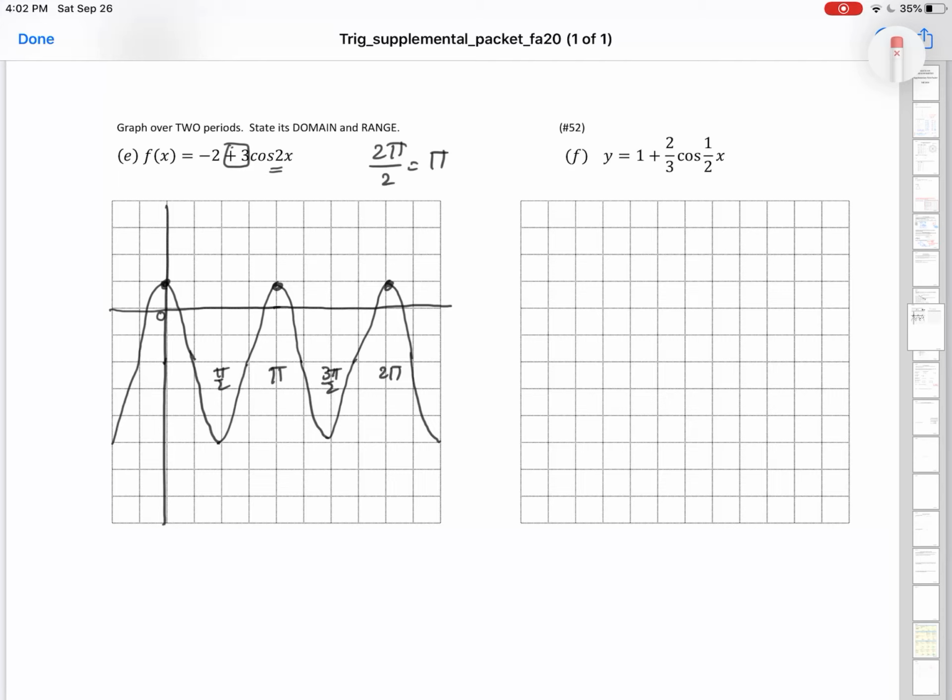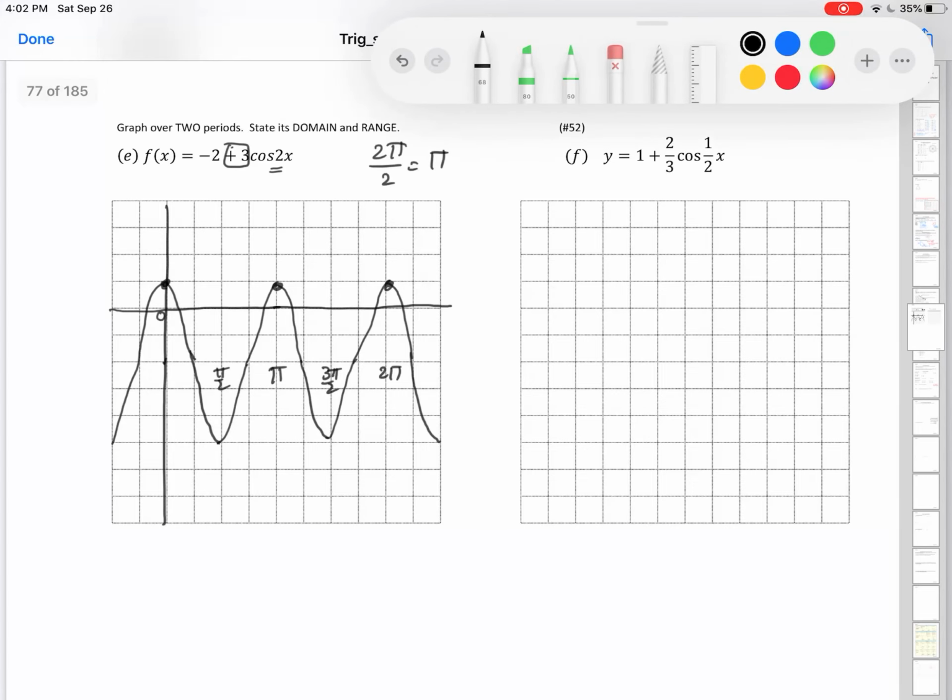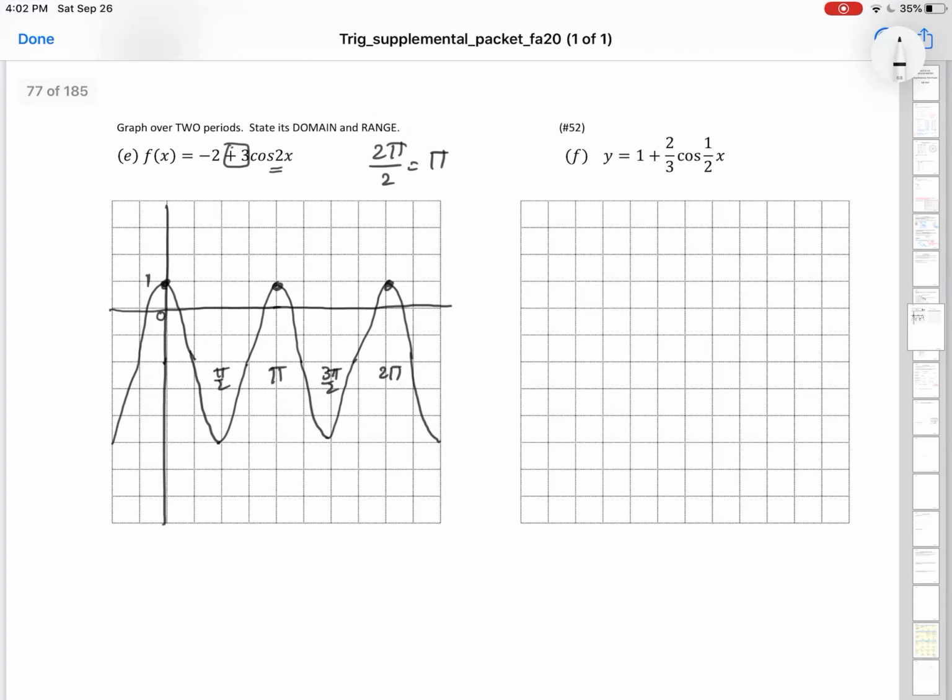Let's plug in a 0. Now remember, this is 1 now. This is 1, 2, 3, 4, 5, -5, right? So let's try something. What is f of 0? Well, it's -2 plus 3 times the cosine of 2 times 0. The cosine of 2 times 0 is the cosine of 0. Cosine of 0 is 1, times 3 is 3, minus 2 is 1.